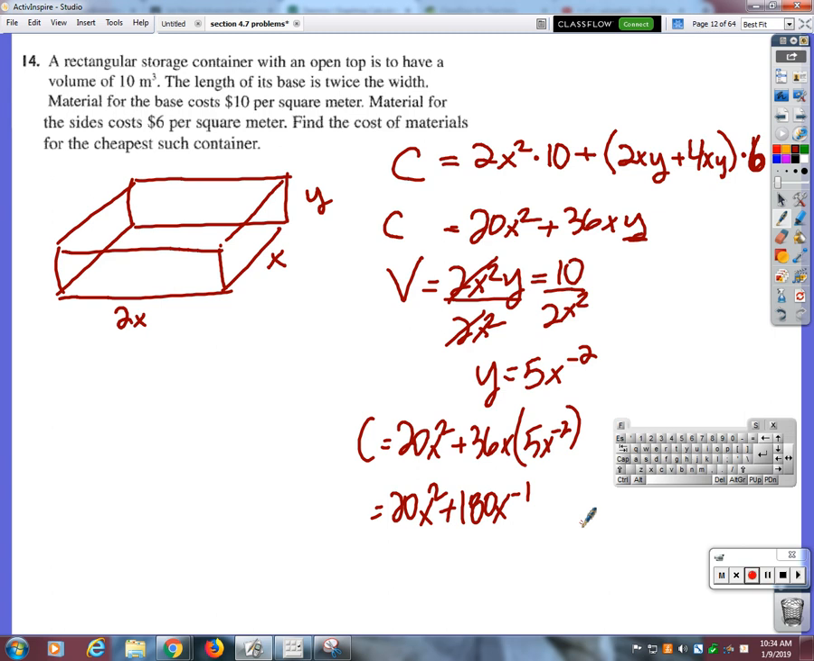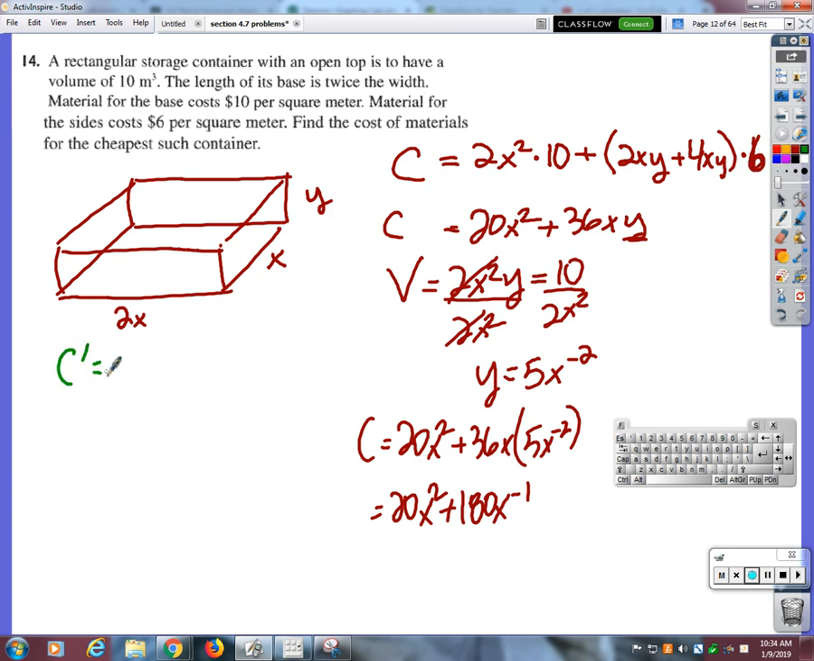So that's a lot of work to come up with that cost equation. No wonder those engineers make $80,000 a year right out of college. That's what you told me.